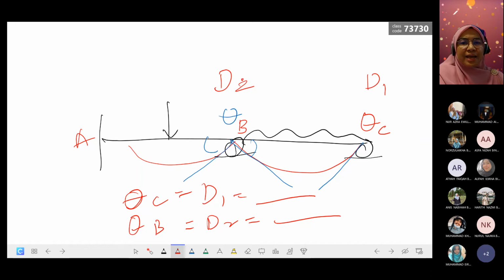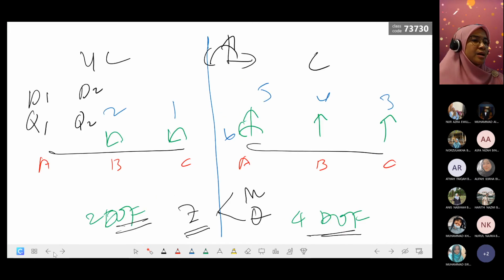So dia label tu takkan mengubah value dia, dia hanya position. So kita akan present the final answer, kita akan represent the value at that particular position. So that is why tak kisahlah macam mana nak label pun sebab dia hanya represent position. That's why saya tunjuk truss tadi, saya nak you faham betul-betul macam mana label truss.